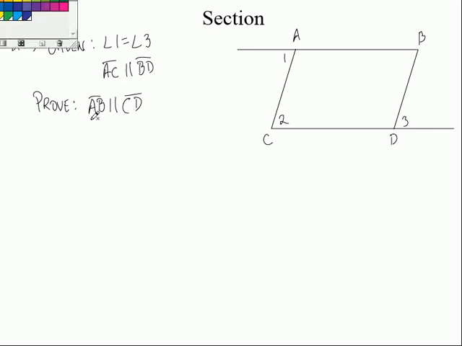First thing I do on these things is mark up my picture. Okay, see what's given, and then mark up the picture.